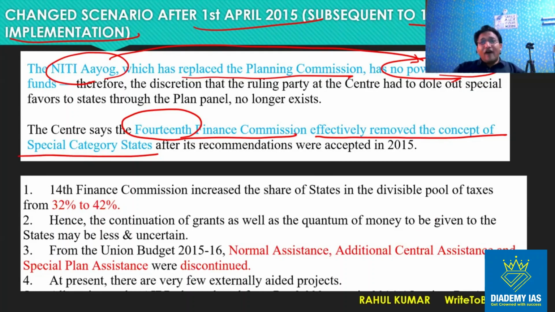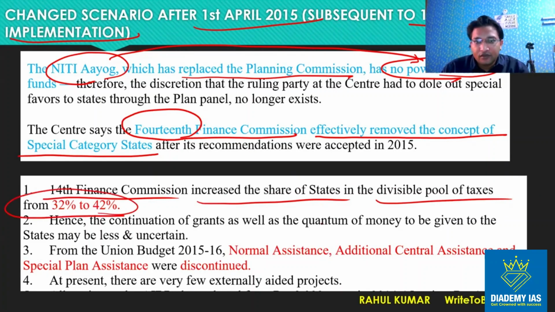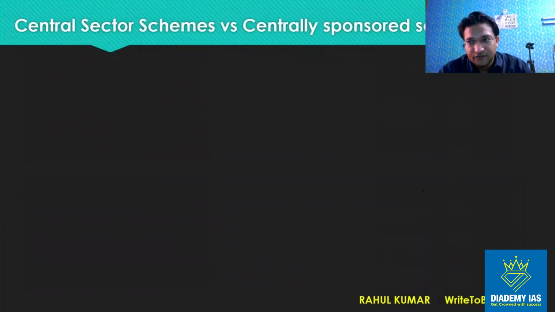So why was this eliminated? ऐसा eliminate क्यों हुआ था? Why was this special category status eliminated? Because the 14th Finance Commission increased the share of states in the divisible pool of taxes from 32% to 42%, right? इसलिए ऐसा हुआ था, right?